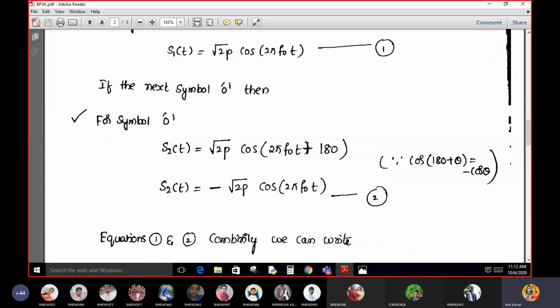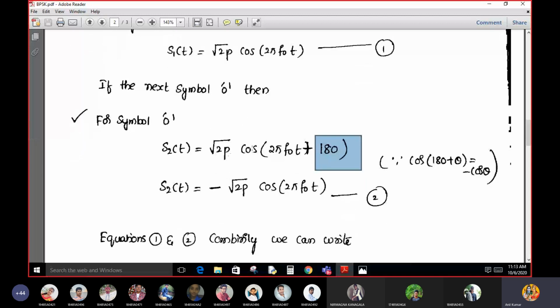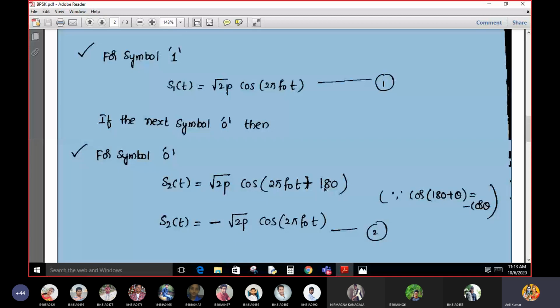Okay, now this is the equation for logic 1, and this is the equation for logic 0. After logic 1, when logic 0 comes, compulsorily there will be a phase shift of 180 degrees. That means whenever the symbol changes, the digital message signal is nothing but a binary sequence. A binary sequence consists of ones and zeros. If the symbol changes from 1 to 0 or 0 to 1, there is a phase shift of 180 degrees.